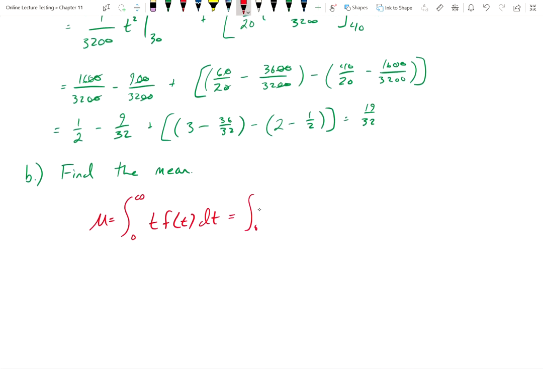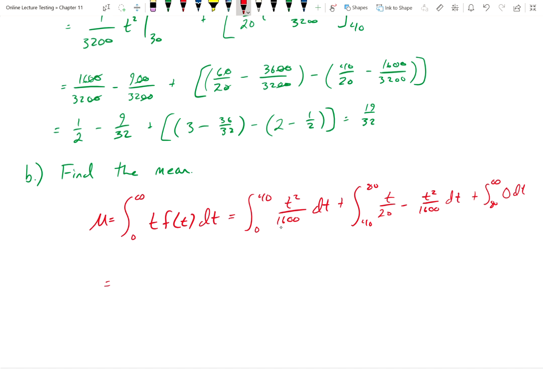So we're going to have the integral from 0 to 40 of 1 over 1600 t times t, so t squared over 1600 dt, plus the integral from 40 to 80 of t over 20 minus t squared over 1600 dt, plus the integral from 80 to infinity of, well, the nice thing here is our function is equal to 0 everywhere else, so 0 dt. So the really nice thing here is we're only dealing with these two integrals. But again, you have to have this proper setup to get there.